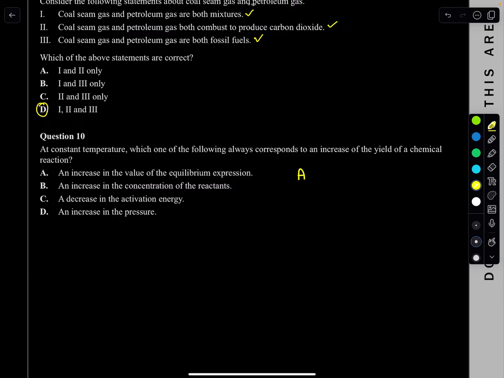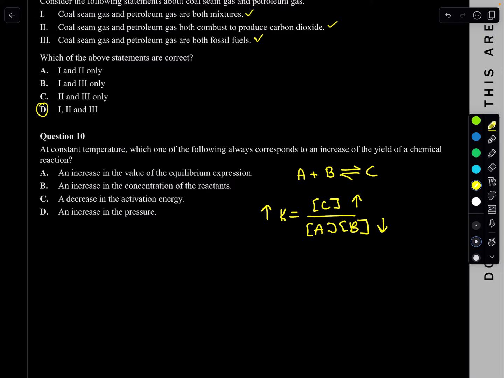Say you have a reaction A plus B, so these are your reactants, goes to making C, which is your product. You remember your K is your concentration of your product over your concentrations of your reactant. And if you're increasing the value of the equilibrium expression, so K, you're basically increasing your numerator, which is your C, but you're decreasing both A and B, the concentrations. And hence, if you're increasing your concentration of C, you are increasing the yield of the reaction. So if you increase the production of products, you're increasing your yield, of course.